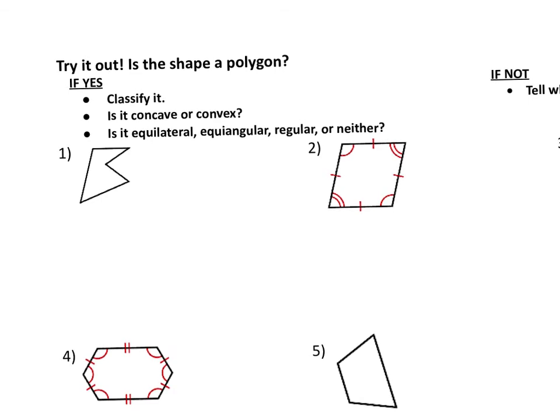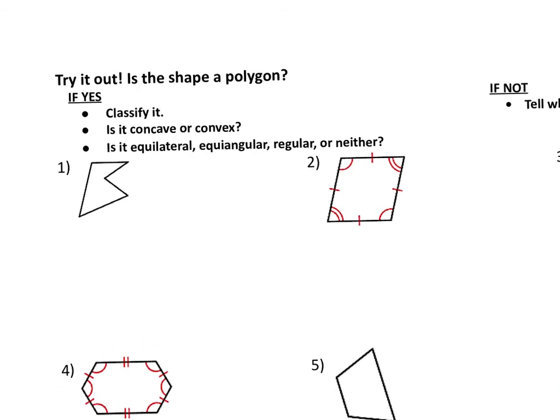Okay, let's go down here and let's try some of this. Is it concave or convex? Well, this one is making a cave, so it is a concave. Is it equilateral, equiangular, regular, or neither? This is neither. This does not have anything equal.